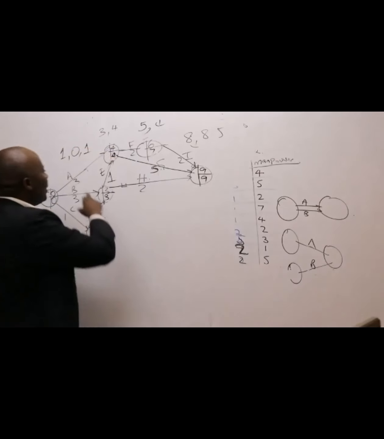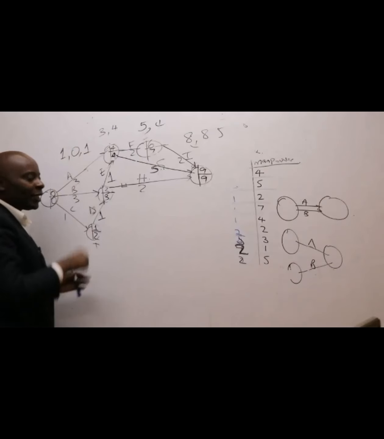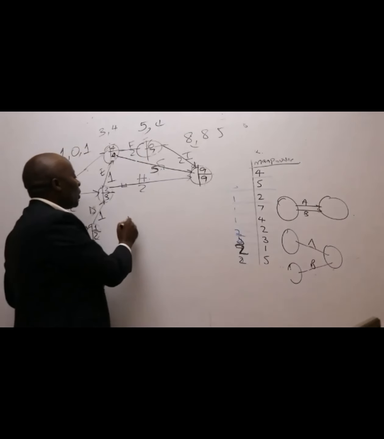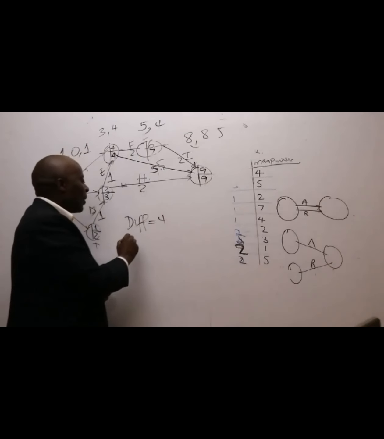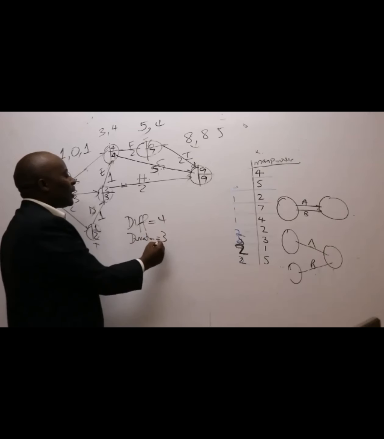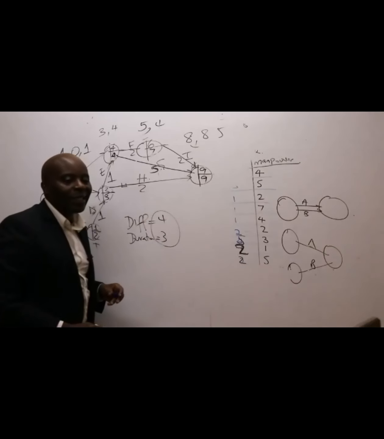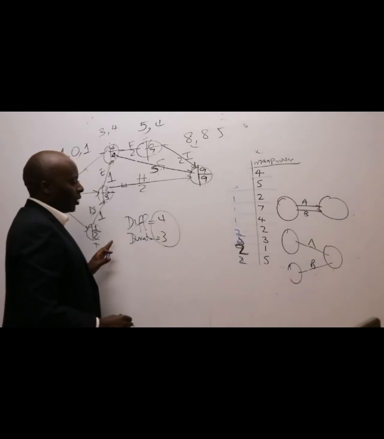It's what we call the sufficiency condition, where you take the head time minus the tail time. For A, the head is 4, the tail is 0. When you take that difference, it gives me 4. Then I compare this with the duration. The duration of A is 3. Ladies and gentlemen, the two are not the same. Therefore, A cannot be critical.